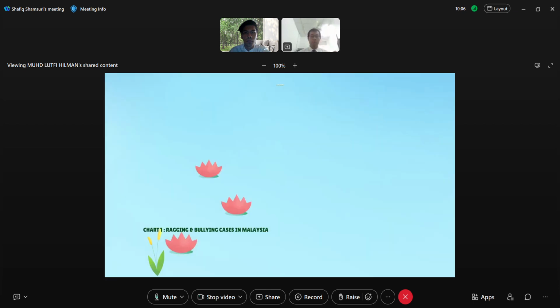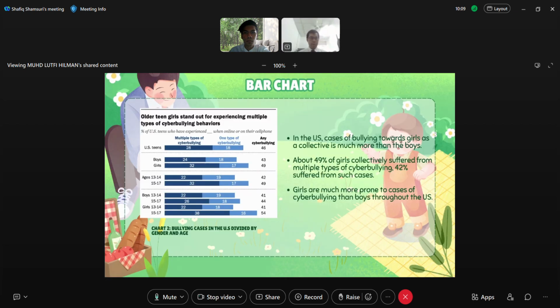Right? And moving on to the second bar chart, unlike the previous one, this one focuses on the cases in the US more specifically. As we can see from the chart, the second chart focuses on gender, and it shows that collectively 49% of girls have suffered from multiple types of bullying, whereas only 42% of boys suffered from such cases. If you look closely, only 30% suffered many kinds of cyberbullying, whereas 70% suffered only one kind. In comparison with the boys, only 24% suffered from multiple types of cyberbullying, whereas 80% suffered from one type.